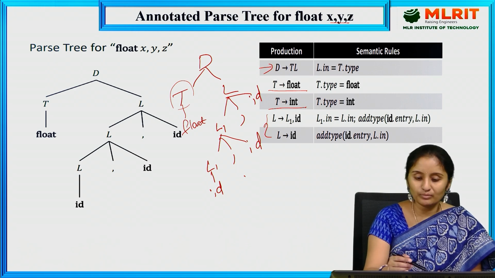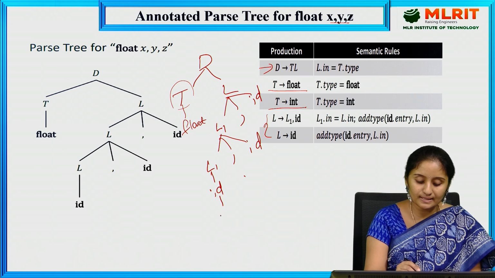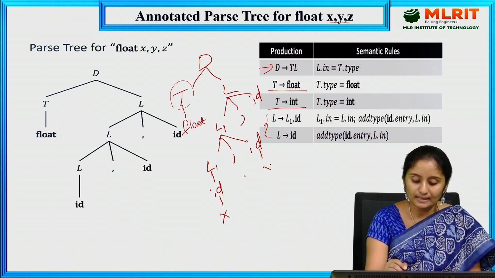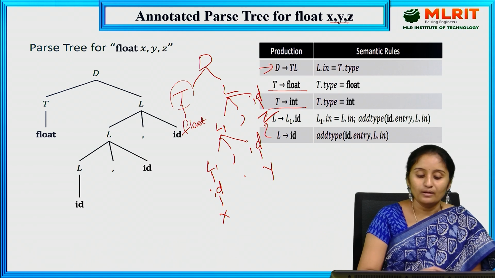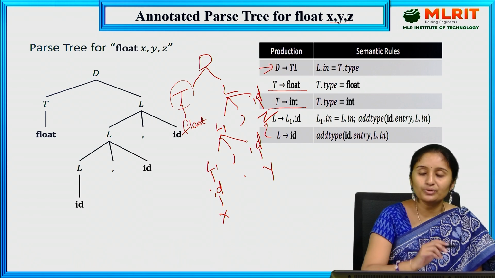So how I am telling is that ID points to a variable. So ID is nothing but X, ID is nothing but Y, ID is nothing but Z. Okay. So now the parse tree construction is completed. Now let us do the annotated parse tree.